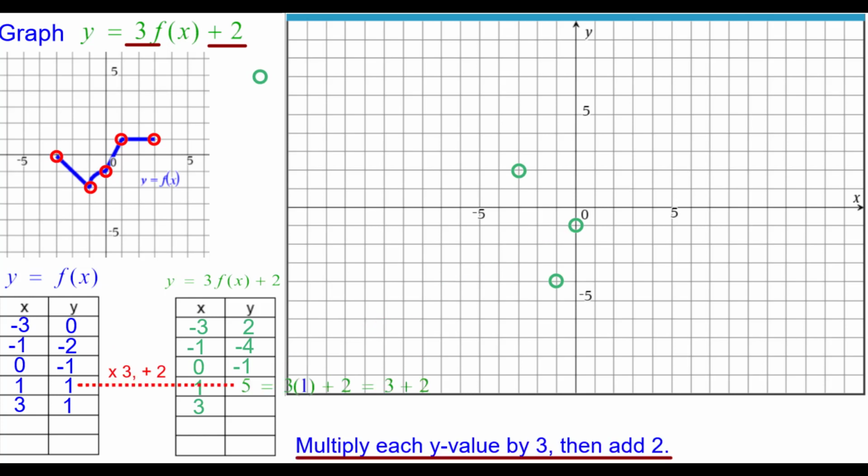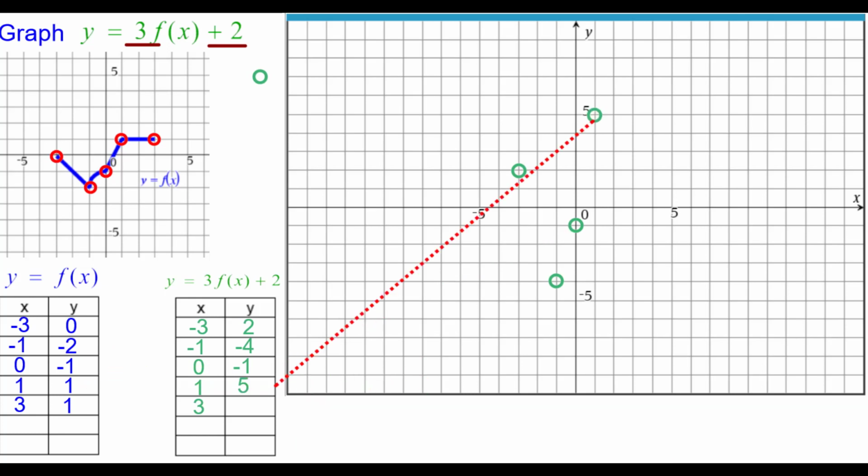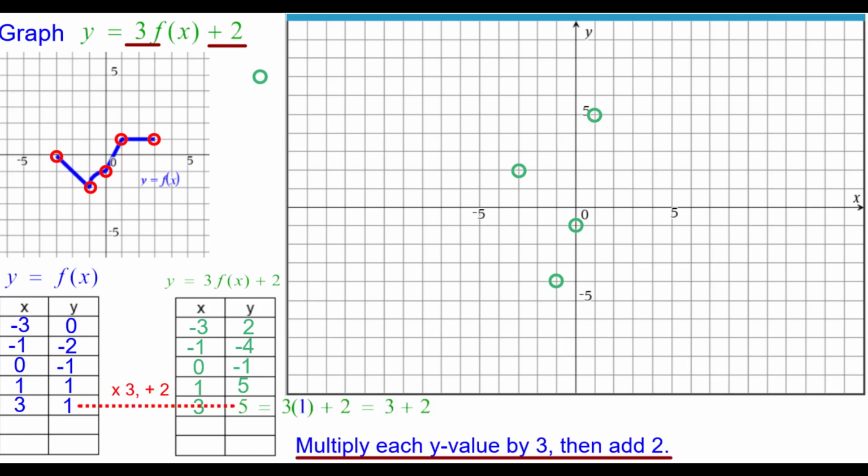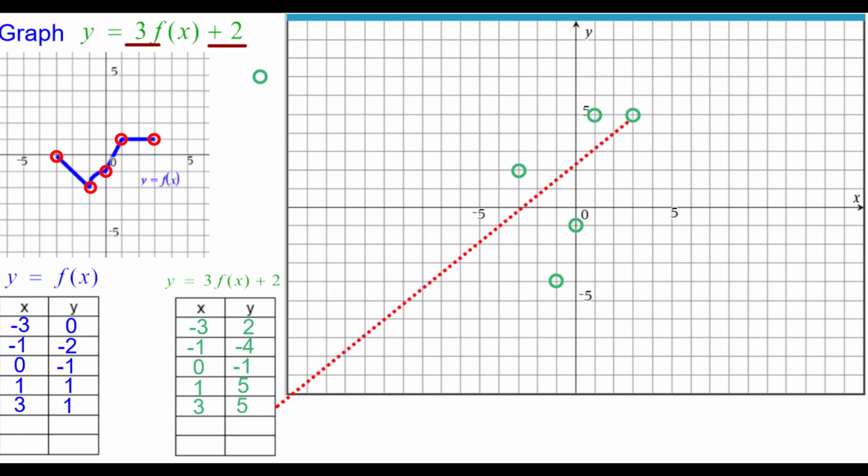1 times 3 is 3, plus 2 is 5. 1, 5. And the last point, 3 times 1 is 3, plus 2 is 5. So plot 3, 5.